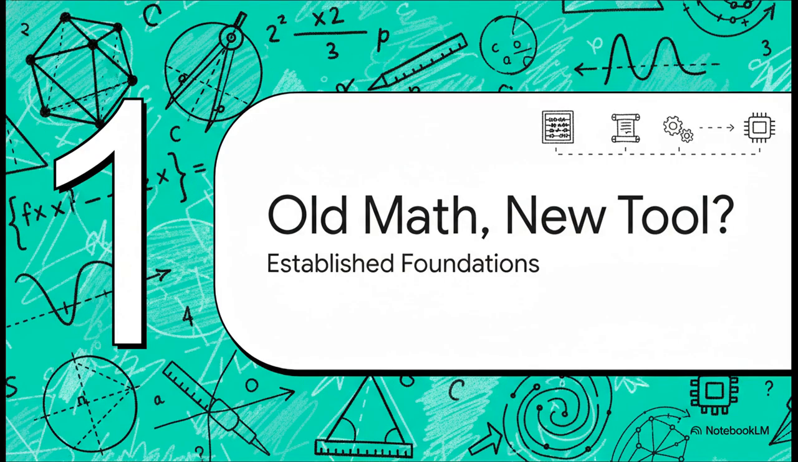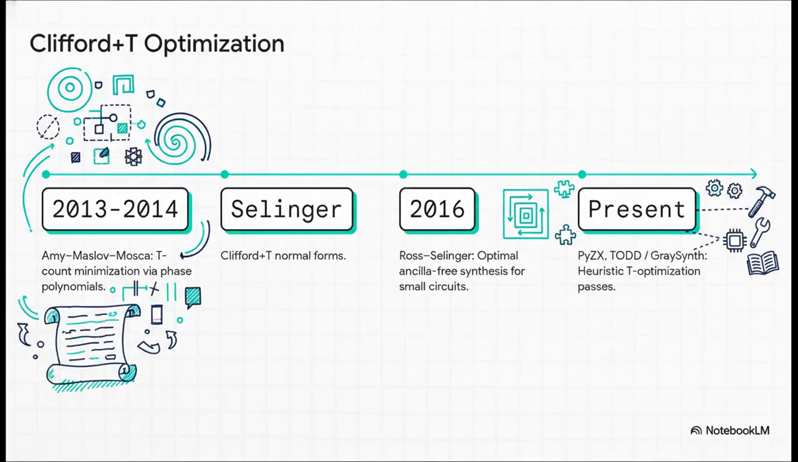All right, so let's start with the no part of our answer. The core mathematical ideas that are powering rmsynth, they are absolutely 100% not new. In fact, this is a pretty well-traveled road. This whole field of what's called Clifford+T optimization, it's been around for about 15 years. You can see the breadcrumbs going all the way back to 2013 with foundational work on phase polynomials. Then you've got key players like Selinger making big contributions. Heck, we already have established tools out there that do this kind of thing, like PyZX and Graysynth.